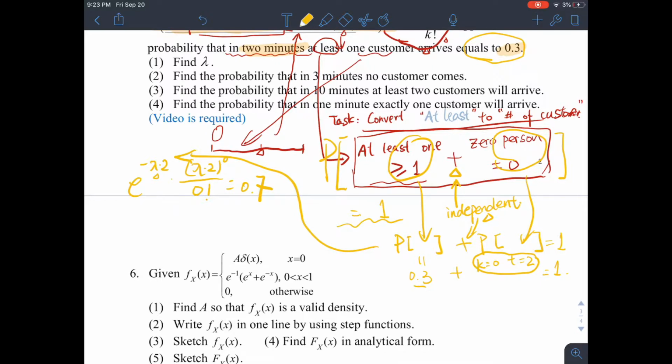And for this question, this is actually this scenario here. We can easily just plug in t equals 3, k equals 0. And this one is 10 minutes, t equals 10 for this problem. And here we need to focus on this part. I will erase this to make it easier to see.